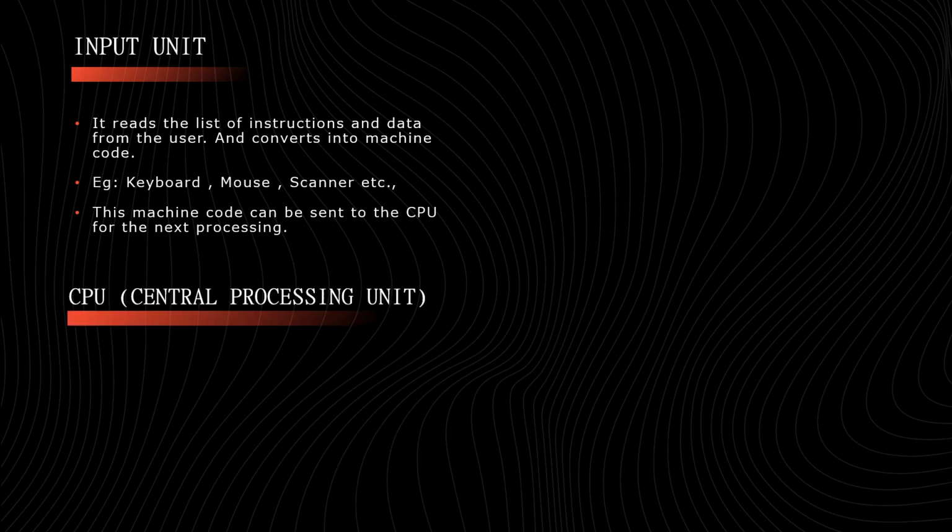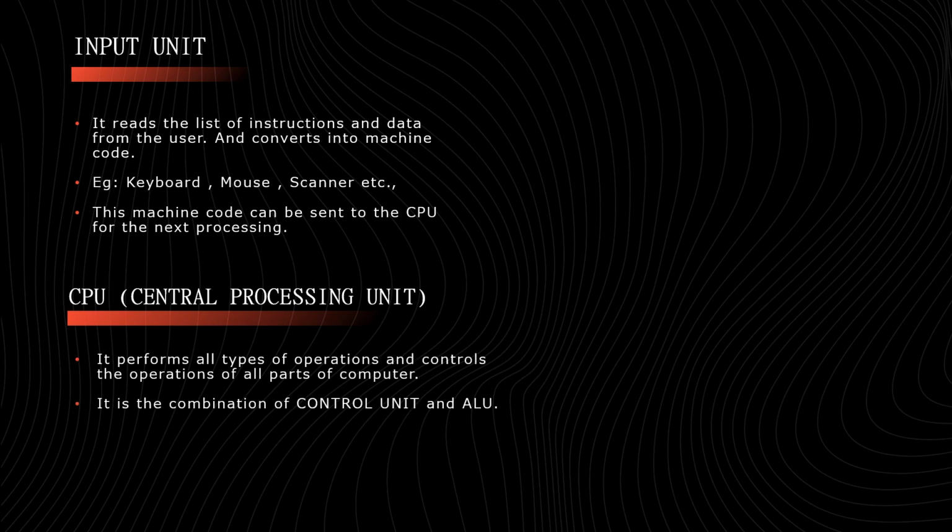CPU, Central Processing Unit. It performs all types of operations and controls the operations of all parts of the computer. CPU is the brain of the computer. Without CPU, we can't do anything with the system. In laptops, the CPU will be in the form of a chip only. And CPU is the combination of control unit and arithmetic logical unit.